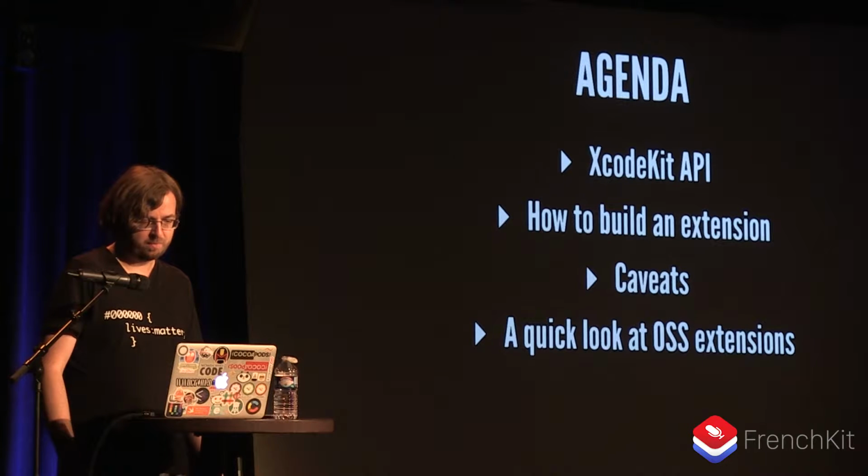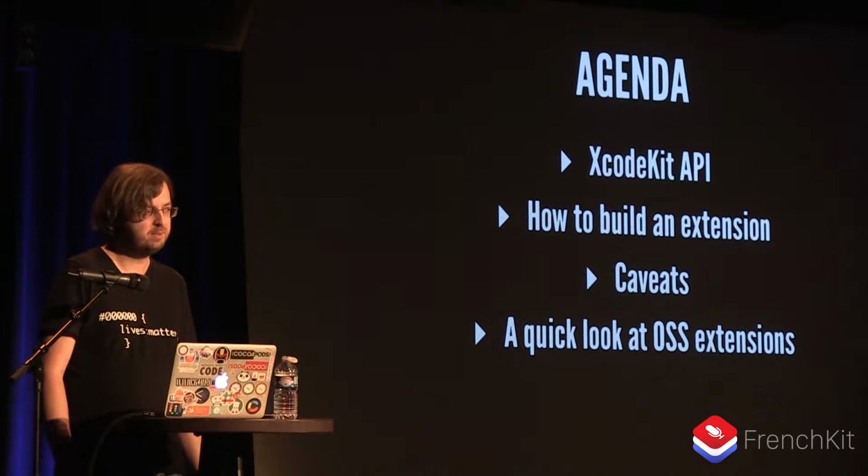Okay, what are we going to talk about? We're going to look at the Xcode Kit API. Xcode Kit is the framework that we use for building the source editor extensions. We're going to see how to build an extension. We're going to look at some caveats, and we're also going to take a quick look at some open source extensions that are already on GitHub.